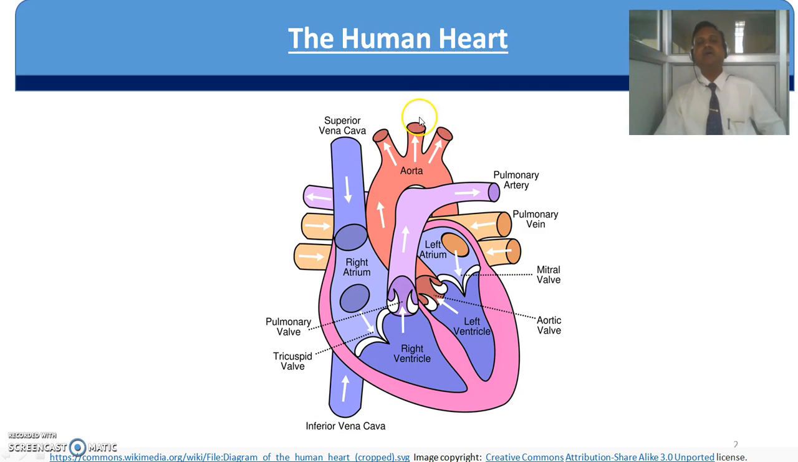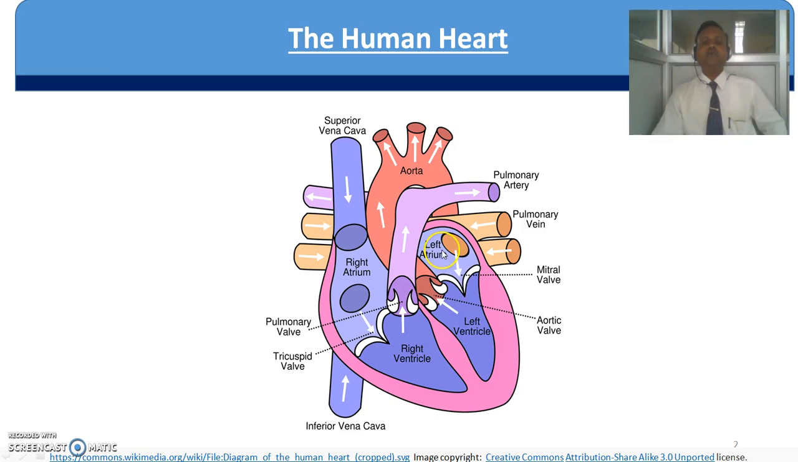So you can understand that there is sufficient resistance to the flow of blood from all these sides. That is the reason why the left ventricle needs more strength, and naturally its wall is thicker as compared to the right ventricle.